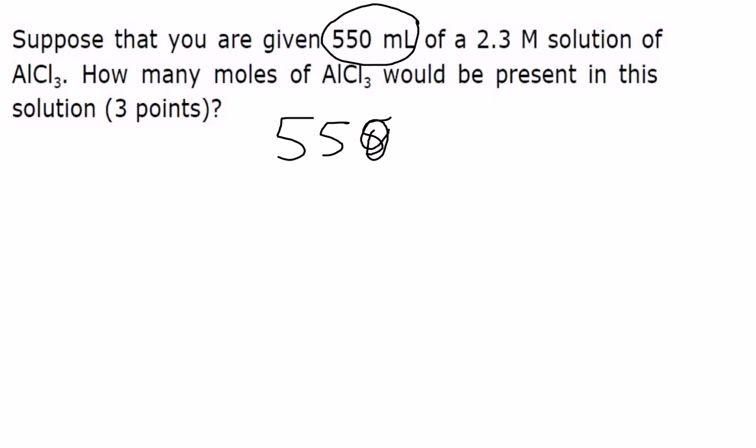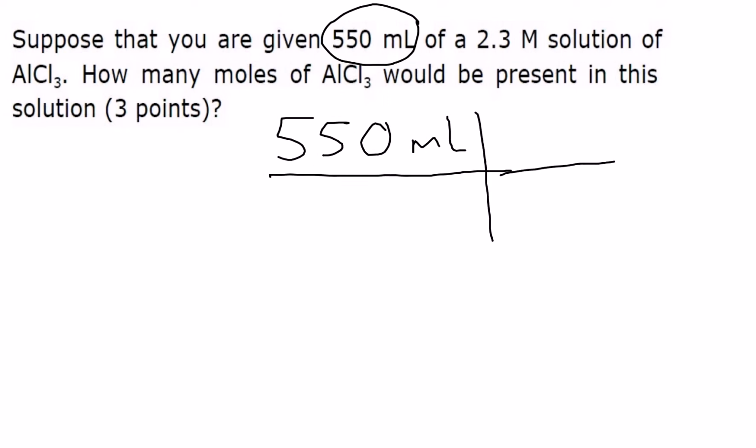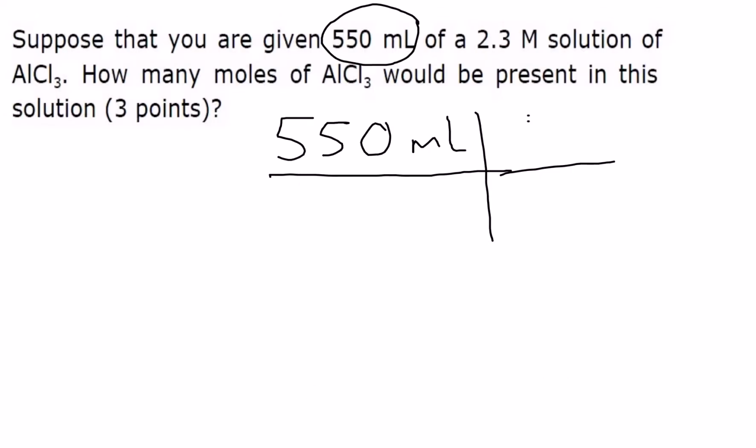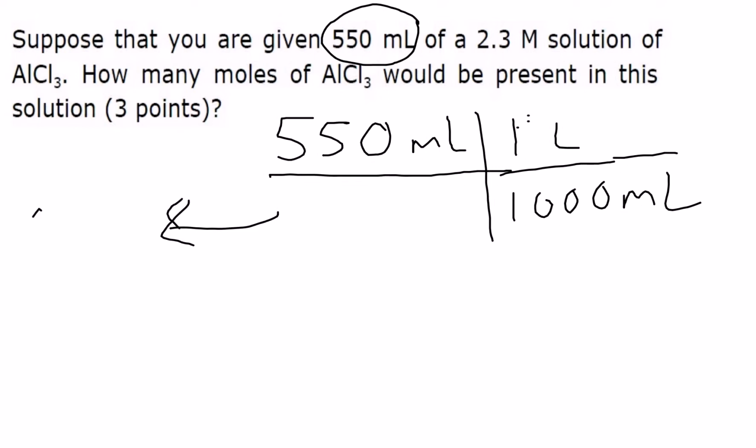Sorry, let me erase that so it looks a bit cleaner. So we have 550 milliliters. And we're going to turn that into liters because that's what's required by our molarity solution. We need liters of solvent. So I say 1 liter is equal to 1,000 milliliters. And if I solve this, it will come out to give me 0.550 liters. And you can check that. You can put it in a calculator.